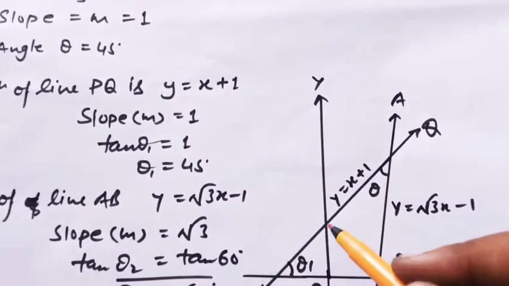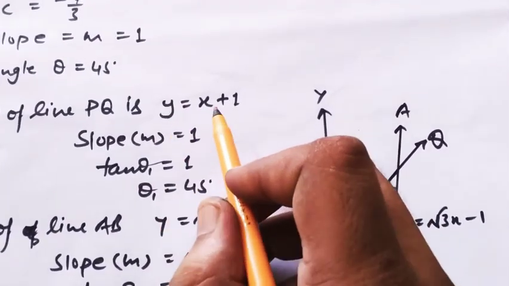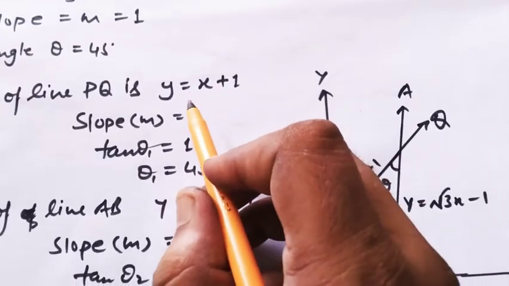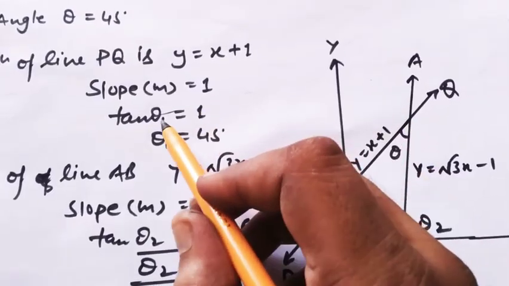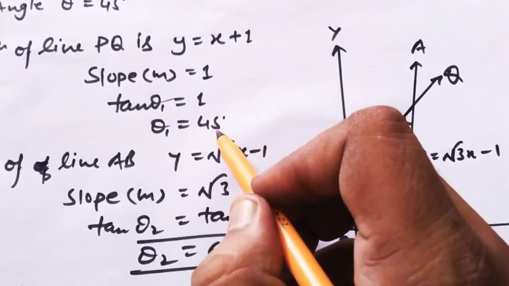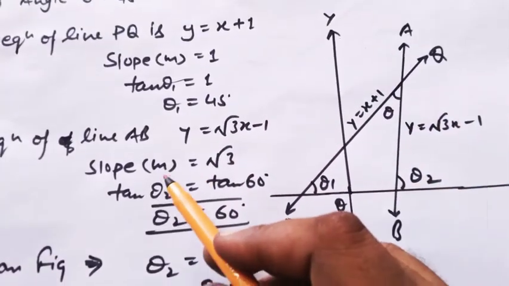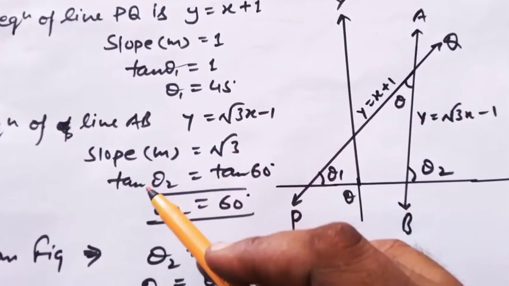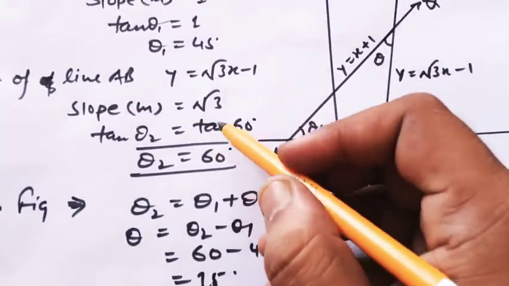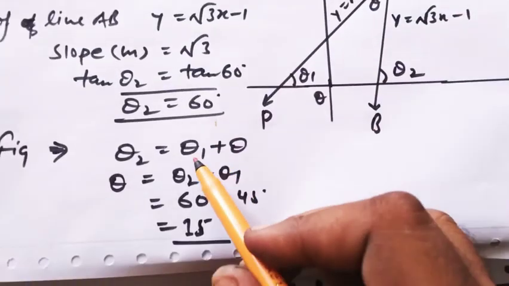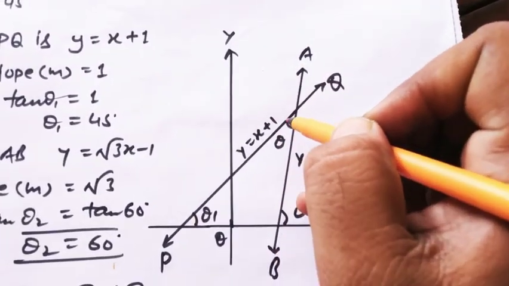First, we calculate theta 1 for this equation. If we compare this equation with y is equal to mx plus c, then m is equal to 1, which is the coefficient of x. If the slope is 1, therefore theta is equal to 45 degrees. Theta 1 is equal to 45 degrees. For this equation, the slope is equal to root 3, which is equal to tan theta 2 is equal to tan 60 degrees, meaning theta 2 is equal to 60 degrees. We put these values in this equation, and we get 60 minus 45 is equal to 15 degrees. That means theta is equal to 15 degrees.